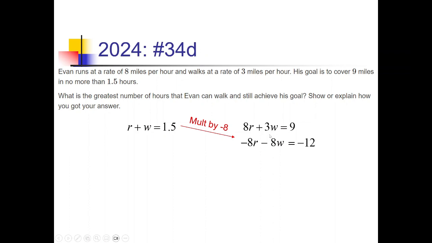Okay, adding these equations together, that cancels out my R's. 3 plus -8W is -5W. And then 9 plus -12 is -3. Dividing both sides by -5, 3 over 5, I believe that's 0.6. So that's the most number of hours that Evan can walk if he still wants to go 9 miles in 1.5 hours.